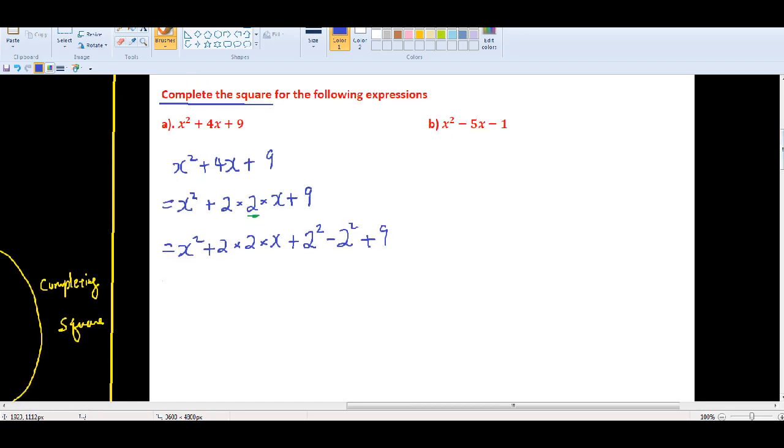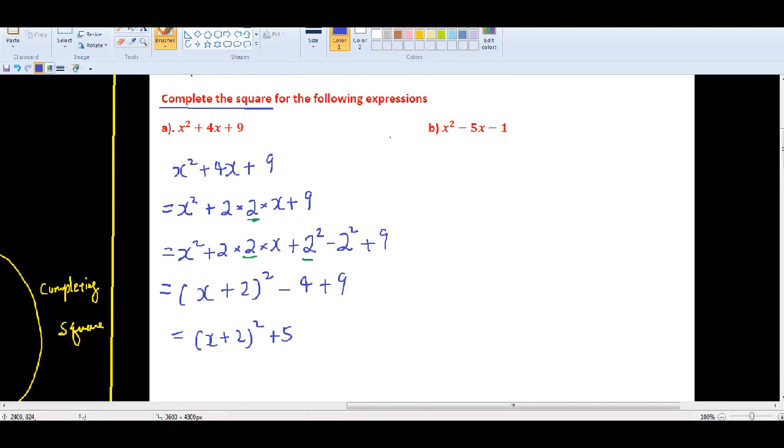Then you could see that the first three terms can be grouped into x plus 2 squared, minus 2 squared, which is minus 4, plus 9. So minus 4 plus 9, that's when the last term, 9, comes alive, so you could simplify it. So here is what we've got for part A.